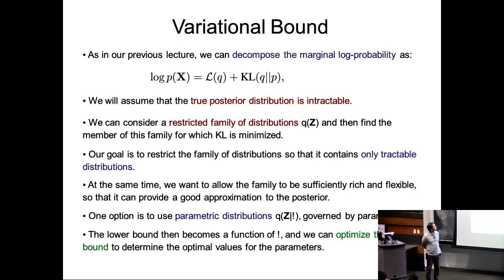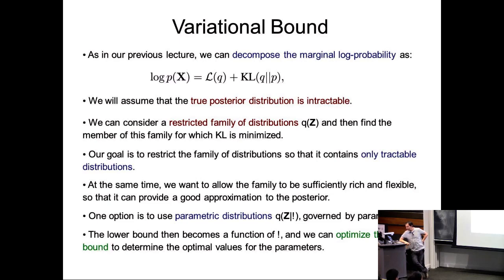So we can decompose into the marginal likelihood plus KL, and we've seen this in some of the lectures when we looked at deep belief networks and deep Boltzmann machines. We're going to make an assumption that the true posterior distribution is intractable. What we can do is look at a restricted family of Q distributions, and then we'll find the member of this family for which KL is minimized. Once we choose a family over which we want to do optimization, then we can optimize the variational bound to find the best, the tightest bound. Right? We can do optimization of Q to find the best one so that the bound is as tight as possible.